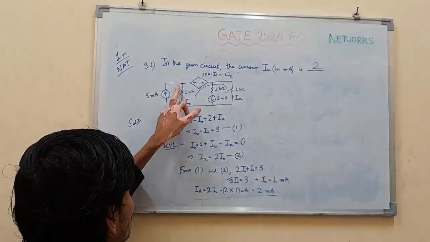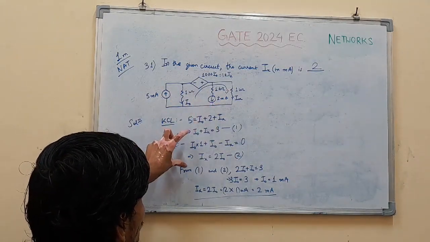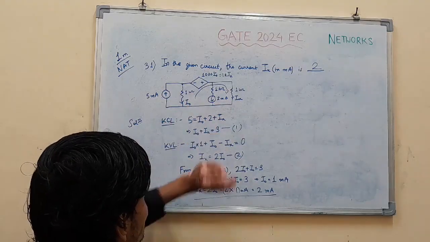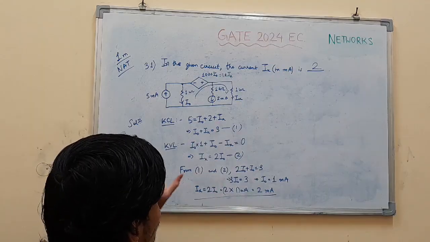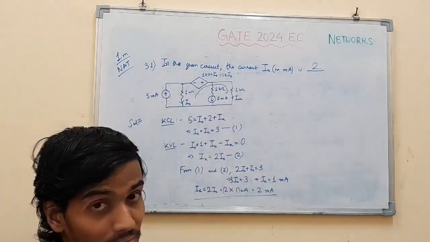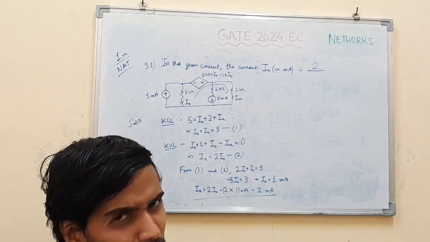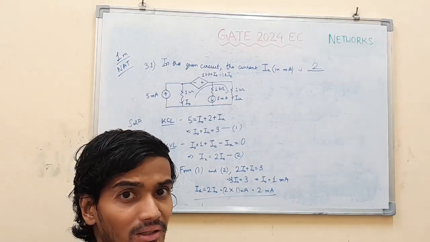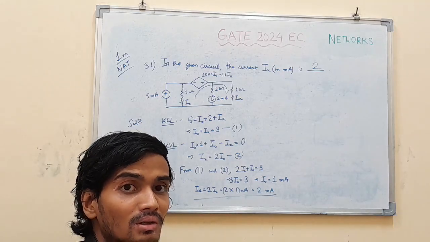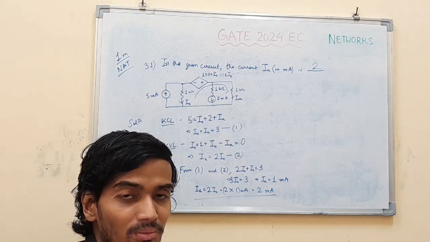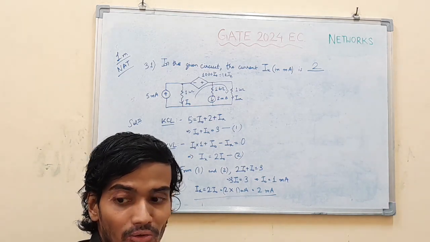By first applying KCL at this point, then applying KVL in this loop, we obtain two equations in I0 and Ix, and solving them we get I0 is 1 milliampere and Ix is 2 milliampere, which is what is asked. So Ix in milliampere is 2. I have shown all the detailed steps for this question. If you still have any doubts or queries in this pretty simple solution, please feel free to ask in comments. That's all for the solution to this simple question.